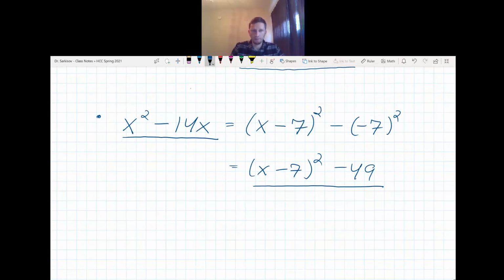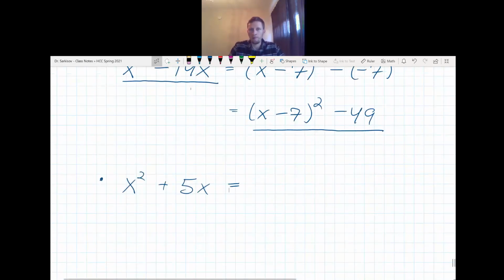Now let's do this. X squared plus 5x. How do you divide a 5 by 2, right? Well, it's not like we can't. It's going to be 2.5, or 5 halves. So x plus 5 halves. 14 divided by 2 negative is negative 7. 5 divided by 2 is 5 halves. Can't do much more with that. You can do 2.5, but I prefer improper fractions. So you have this. Take away that 5 halves squared.